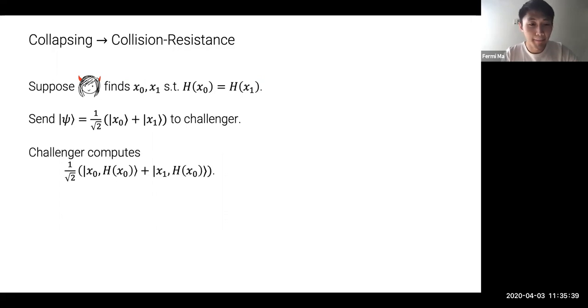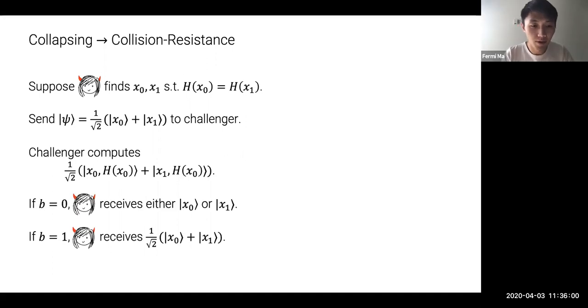Okay. So the challenger is just going to evaluate H in superposition, right? It's going to get this state. And now it's either going to measure the input register. If it measures the input register, what's the adversary going to get? Well, it's either going to get x0 or x1, or it's going to get this whole state, this uniform superposition over x0 and x1.